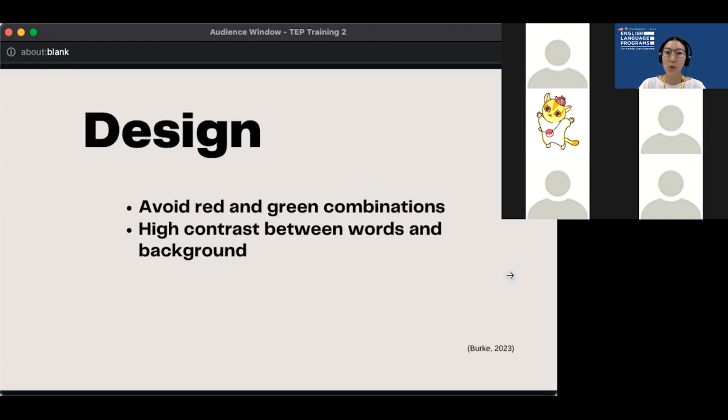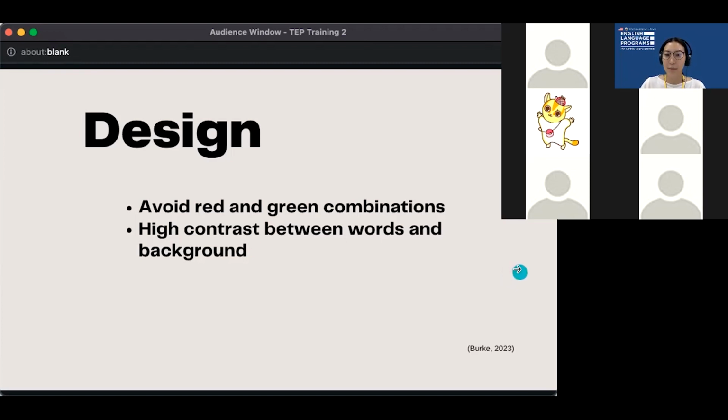Now, another thing when thinking about color is when I create my own slides, and also I tell my students, try to avoid red and green combinations. This is in order to help students who may have color blindness or any audience member with color blindness. Most people with color blindness have difficulty telling the difference between red and green. And so when you put those together, they may not see the difference.